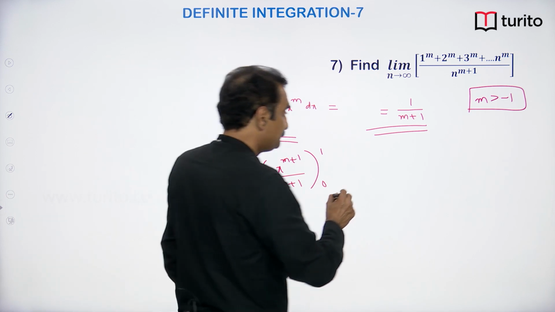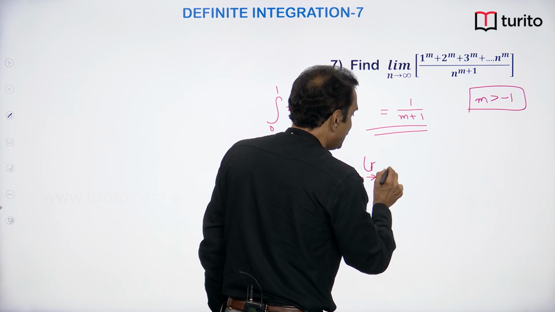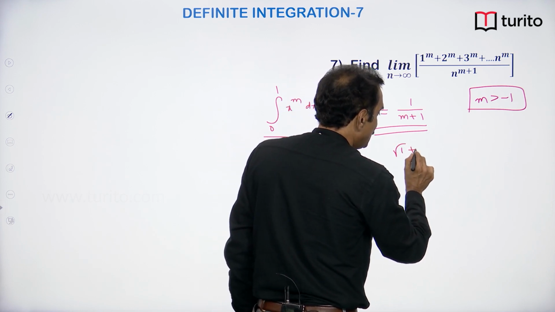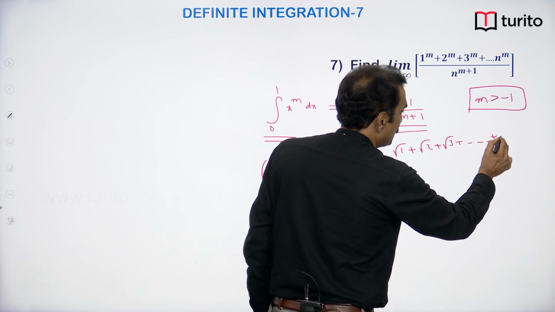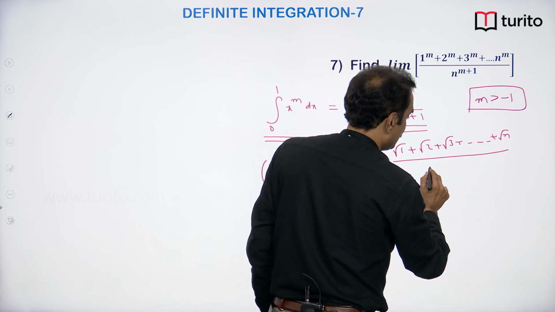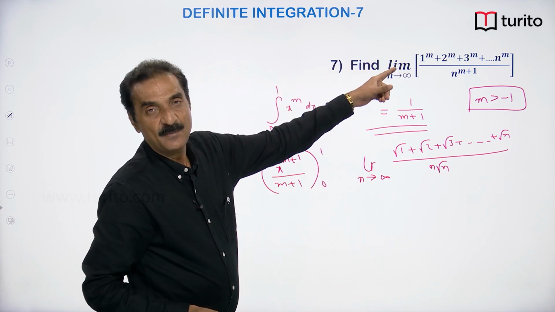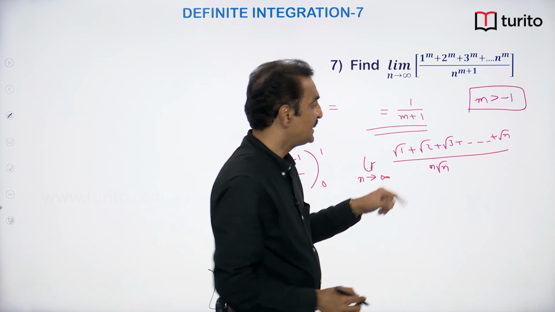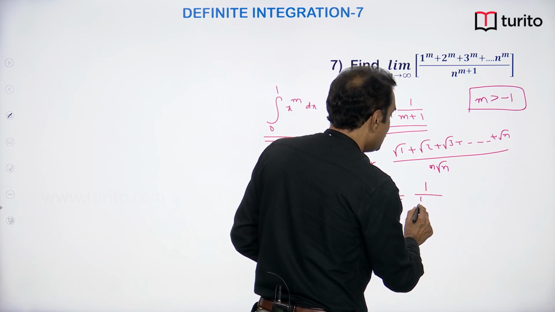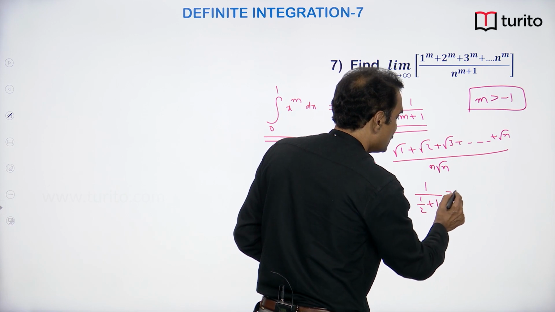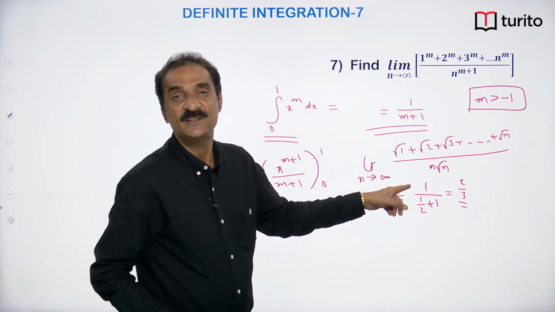For example, limit as n tends to infinity, there is a question, root 1 plus root 2 plus root 3 and so on, root n, by n root n. Then directly taking m is equal to 1 by 2, this integral will be 1 by m plus 1, which means 1 by 1 by 2 plus 1, that is 2 by 3. This limit is 2 by 3.